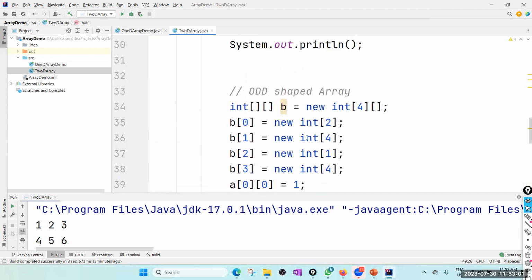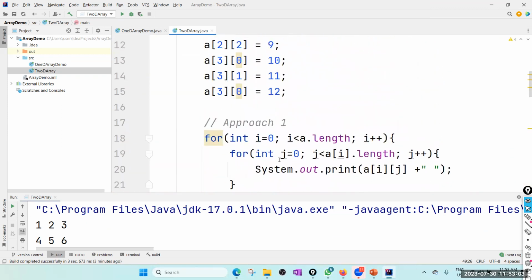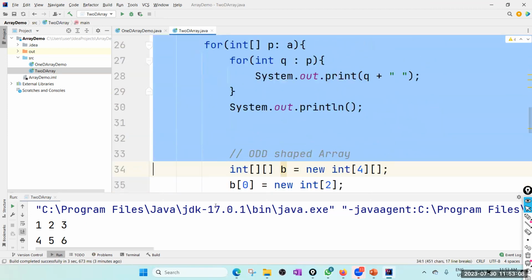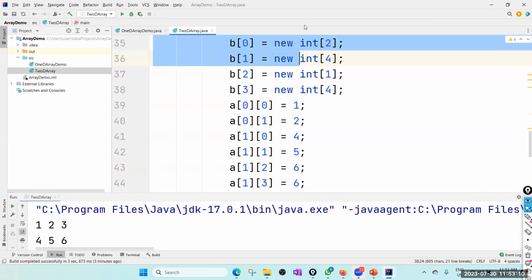The good news is these two for loops I am not hard coding, so this will work for that kind of odd shape arrays also. So that is the good news.